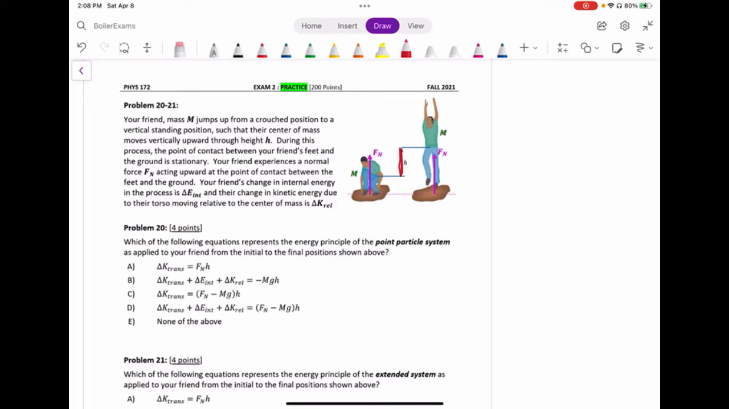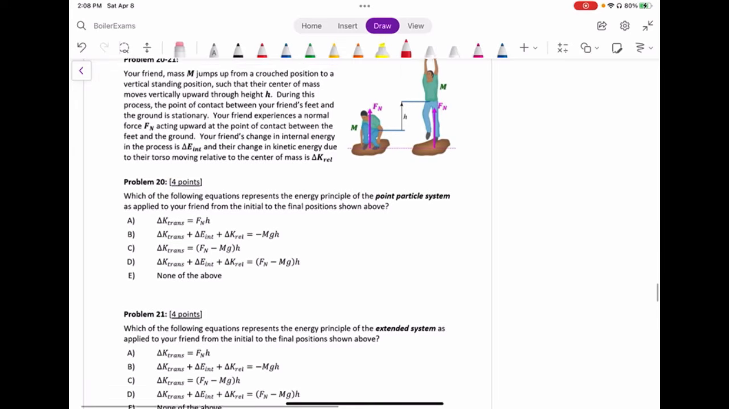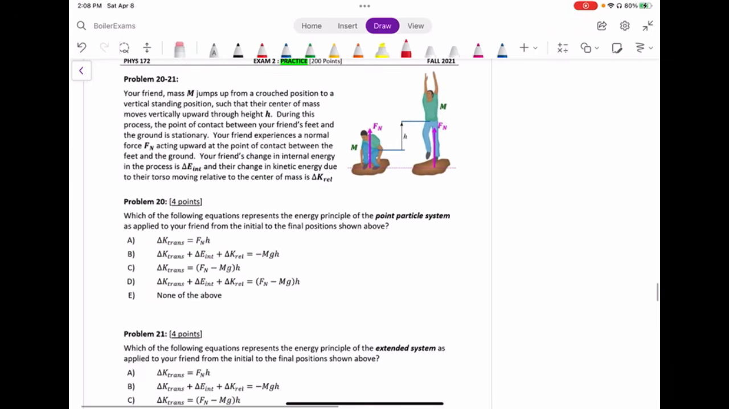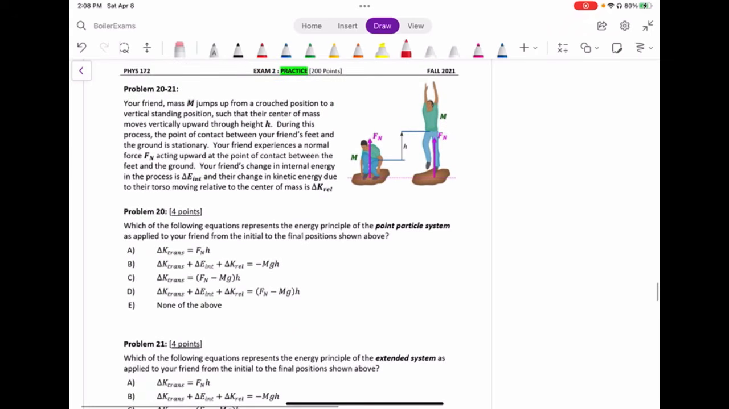Problems 20 and 21. You've got a friend. They're crouched and then they're jumping. The feet never move from the ground, which is important. And there's a normal force, change in internal energy. So what do they want? Which of the following equations represents the energy principle of the point particle system applied to your friend? In the point particle system, we only care about the center mass of the person. You can completely ignore this person as a complicated thing, and just think about them as one particle.